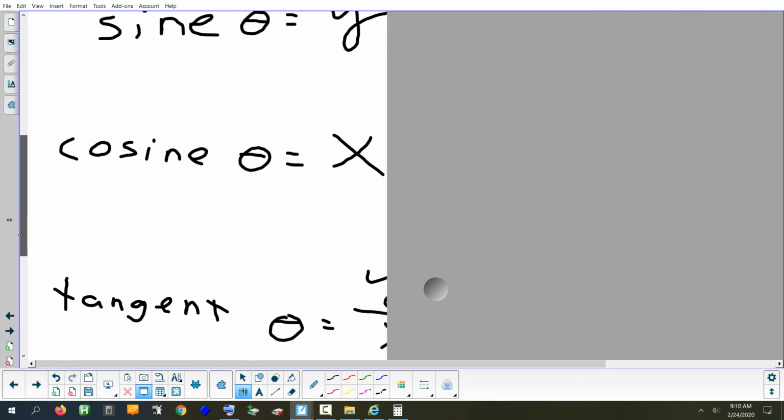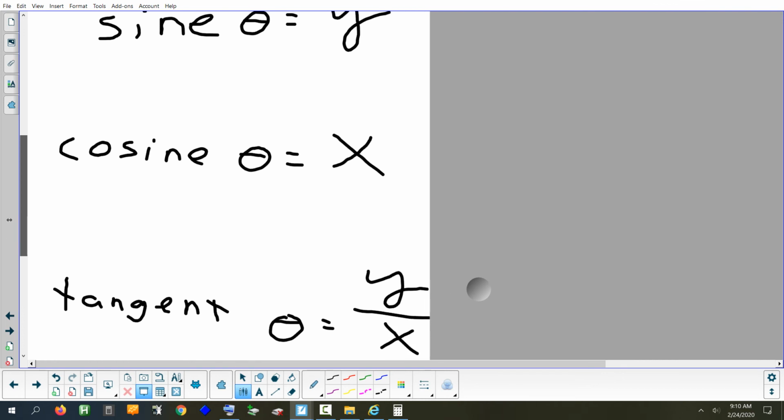So the next one we have is tangent. So if I ask you about tangent, step 1 is going to be, okay, what's the coordinate for whatever angle he's asking me about? And step 2 is going to be to divide the y by the x. That's how you find the tangent. Y divided by x.